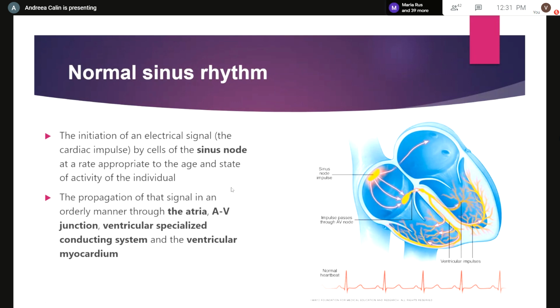And the propagation of this signal takes place in an orderly manner through the atria and then to the AV junction and through the His-Purkinje system, this ventricular specialized conducting system, to the ventricular myocardium. And usually, if no conduction disturbances are associated, the QRS complexes are narrow, and there is a P wave that precedes every QRS complex. And the rhythm is regular.